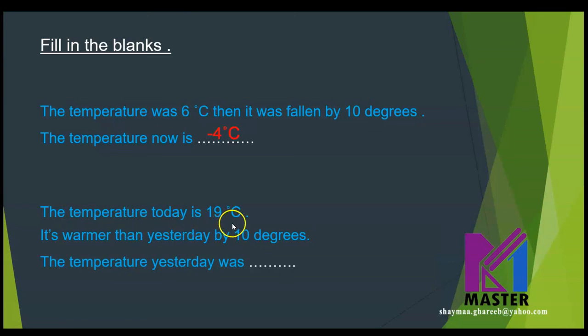The temperature today is 19. It's warmer than yesterday by 10 degrees, which means today is higher than yesterday. By how many degrees? By 10, which means yesterday it was colder, or lower, than 19 by 10. So 10 degrees lower than 19 will be 9. Is this clear?